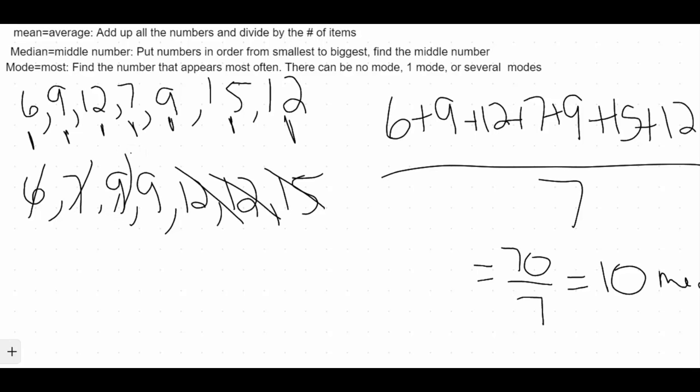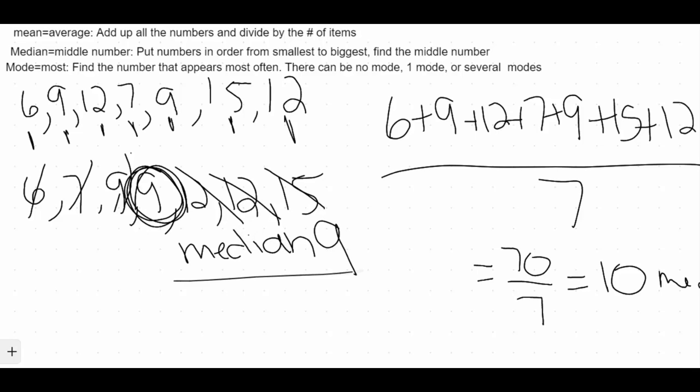Now, you're going to have one of two situations. You'll either cross off from the end like we did here, and you're going to have one middle number. That's always the nicest case. So our median is going to be a 9.